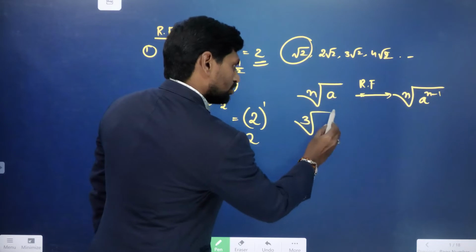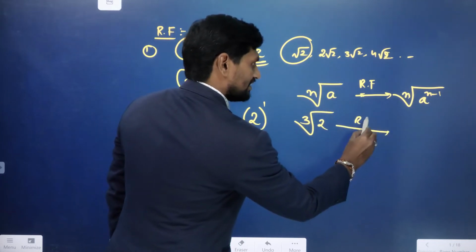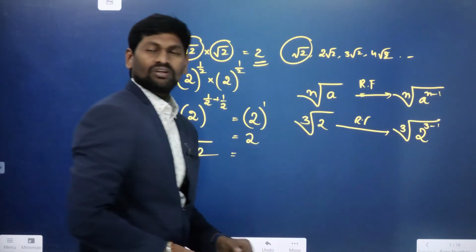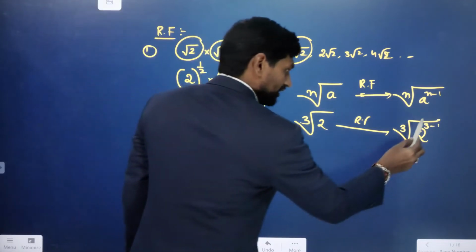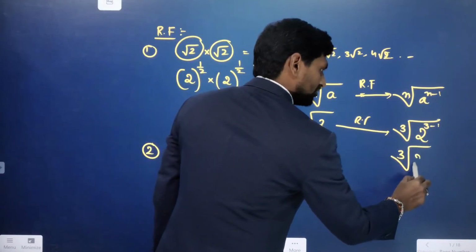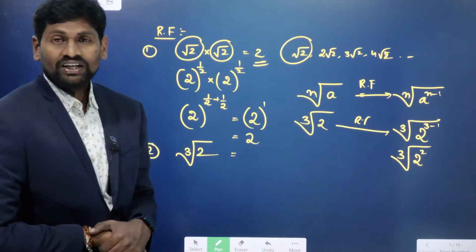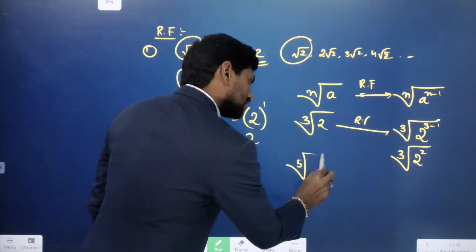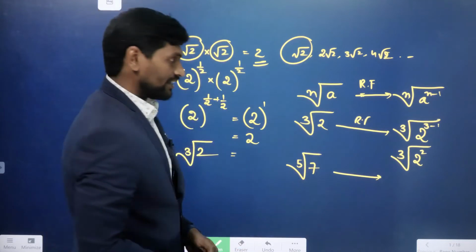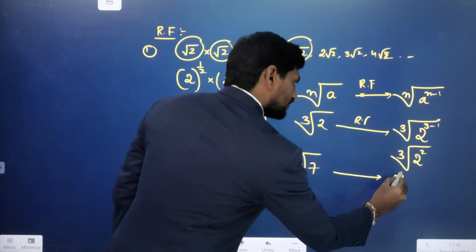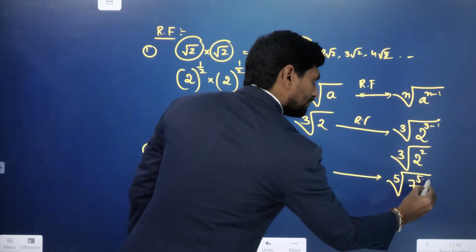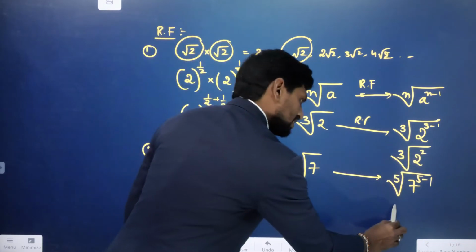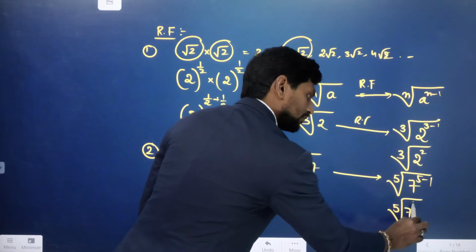Same way, for cube root 2, its rationalizing factor is cube root of 2 power 3 minus 1. Now 3 minus 1 is 2. So cube root of 2 squared is the rationalizing factor of cube root 2. Same way, fifth root 7. What is the rationalizing factor of fifth root 7? According to the formula, that is fifth root of 7 power 5 minus 1, so that is fifth root of 7 power 4.